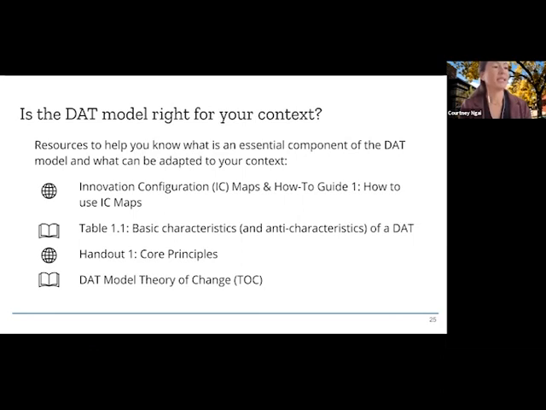And then we also have the DAT model theory of change. And this, as Joelle mentioned earlier, identifies the major ordered outcomes that must occur. And we have woven the DAT model theory of change as well as the core principles throughout the book in order to integrate everything together for you, all of the different information that we have.